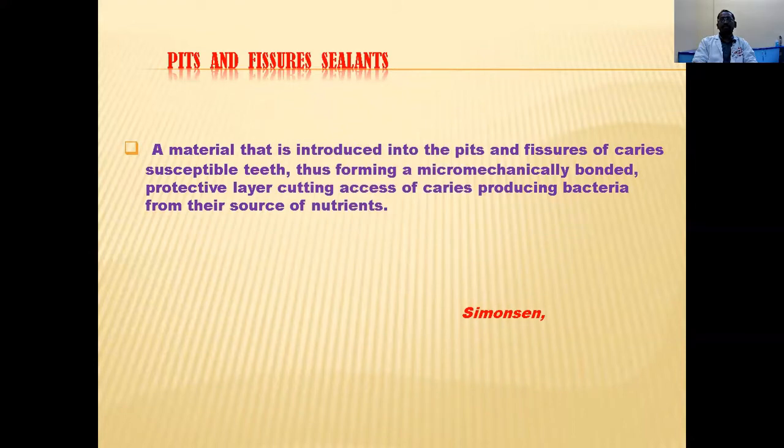Going to the pit and fissure sealant, as given by Simonsen, it is a material that is introduced into the pits and fissures of caries susceptible teeth, thus forming a micromechanically bonded protective layer cutting access of caries producing bacteria from their source of nutrition.